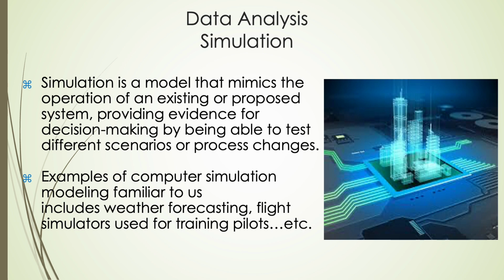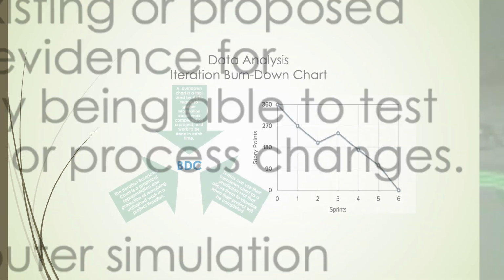Common examples of simulation models include weather forecasting, which predicts atmospheric conditions, and flight simulators, which are used to train pilots by mimicking real-world flying conditions. These simulations help in understanding complex systems and evaluating the impact of various variables before implementing real-world changes.